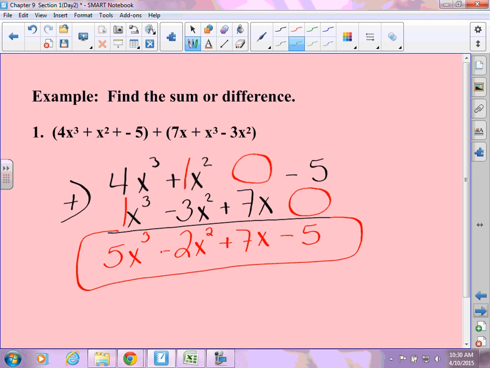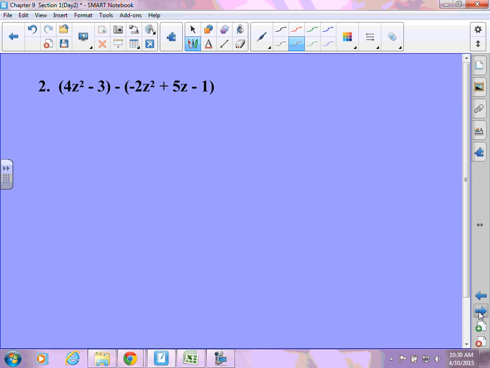Okay, let's go to the next one. Okay. Again, I'm going to line it up in standard form. Is the first polynomial in standard form? Yes, it is. So I'm going to write it down. I'm going to go 4z squared. I'm going to leave a little space, and I'm going to go minus 3. How would I name that polynomial? What would be the first name? Quadratic. The highest exponent is 2. And how many terms? 2. So I would call it a binomial. So I got a quadratic binomial.